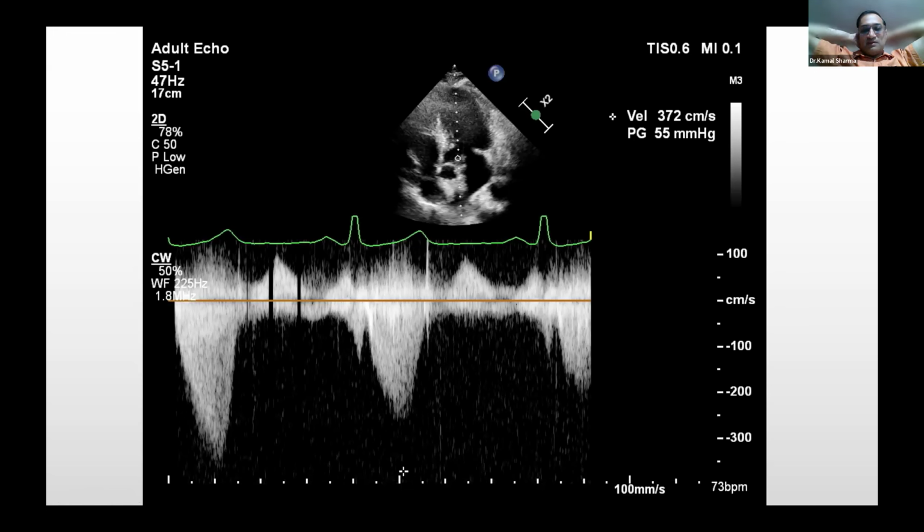Valsalva, which phase? Release phase or strain phase? In the strain phase there is an increase in the gradient. You can ask the patient simply to stand and put the probe in. That's all. Yes, standing, look at the gradient on standing. It can change. Simply standing from supine, you've kept the patient supine, ask the patient to stand and look at the gradient from there. Yes. Okay, next.